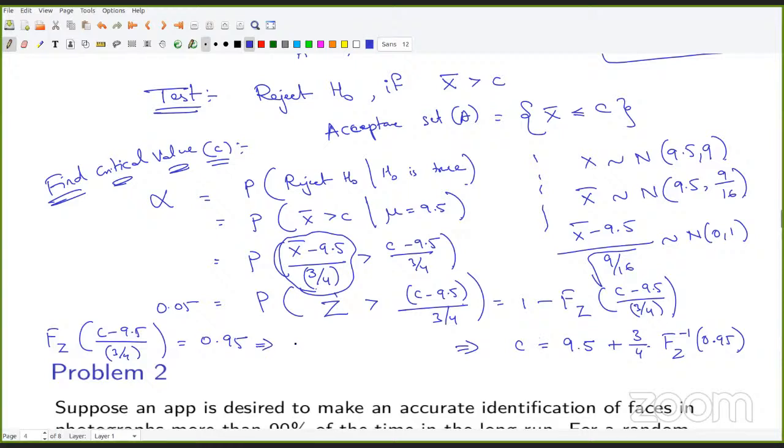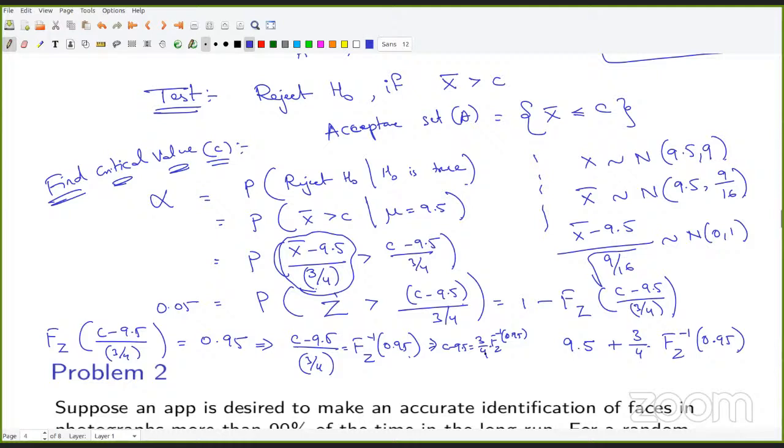So if (C minus 9.5) divided by 3 by 4 is equal to the inverse of Φ at 0.95, you're just taking the inverse of it. Correct? Yes, sir. From here, what I will get is C minus 9.5 will be equal to 3 by 4 times Φ inverse of 0.95. So 3 by 4 is brought to the right hand side.